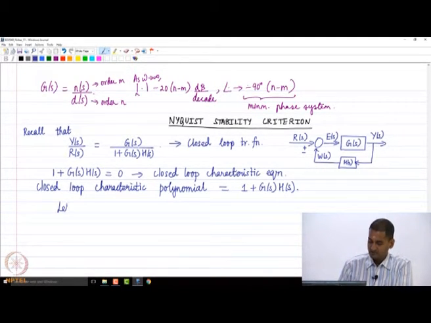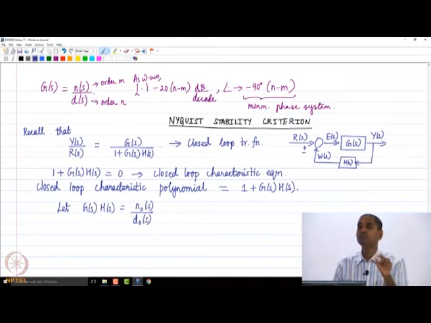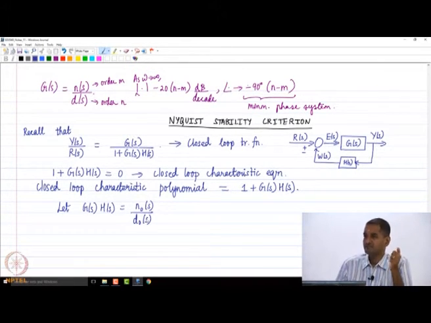So, let G of s times H of s be NO by DO. I am using the subscript O to indicate the open loop transfer function's numerator and denominator. In general we write any transfer function as a ratio of two polynomials in s, numerator polynomial N of s and denominator polynomial D of s, right. That is what we have been doing. So, I am just writing it as NO of s divided by DO of s.